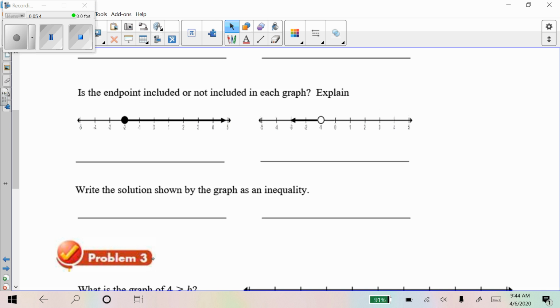Go ahead and you try these next two. This would be a good place to just pause it real quick, and then you can check back and see if you're right.